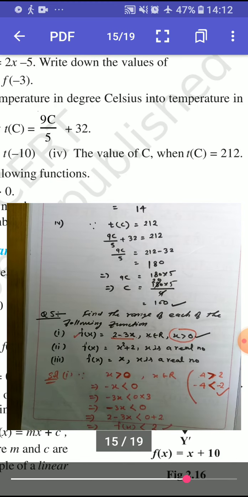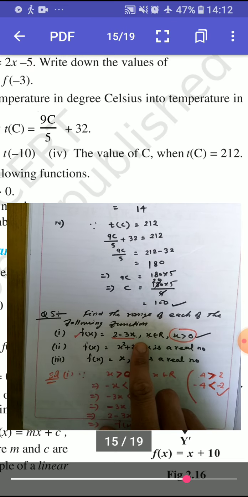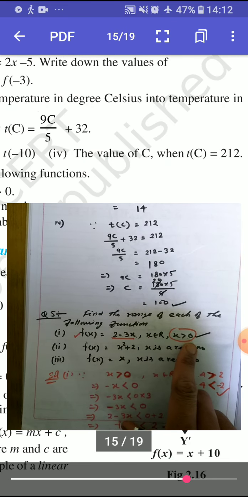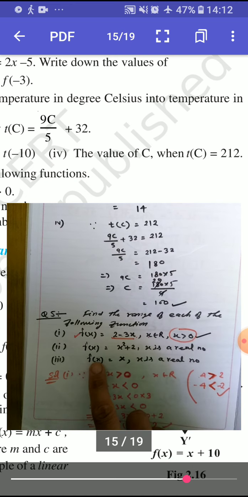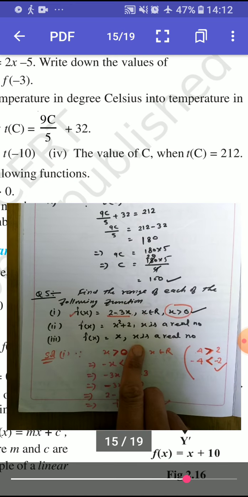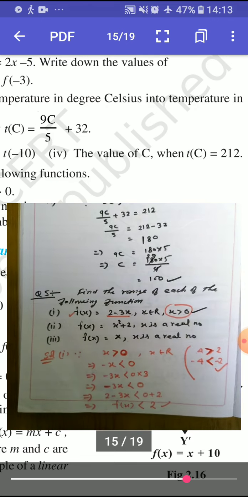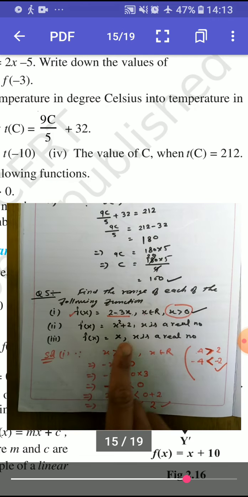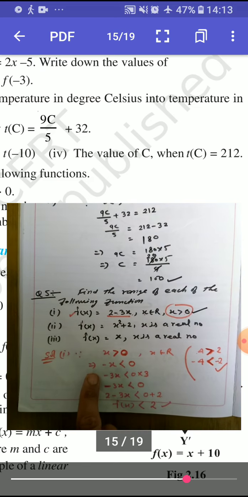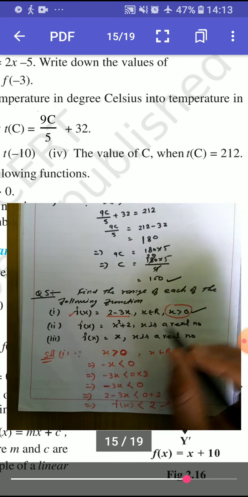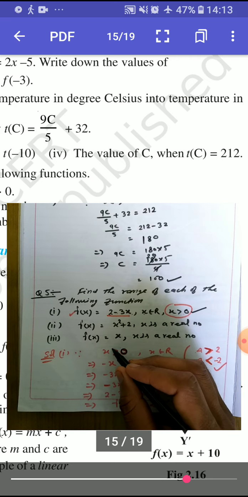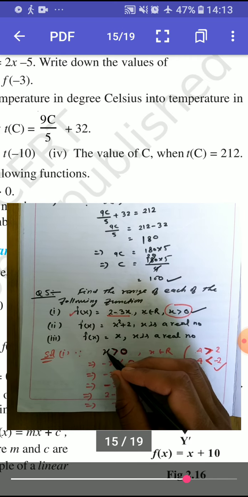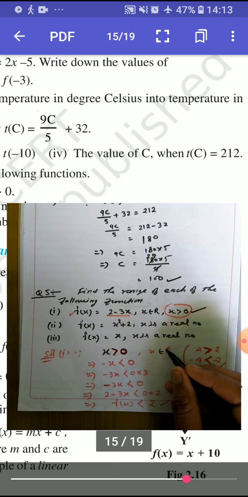Find the range of each of the following functions. First, f(x) equal to 2 minus 3x, x belongs to R and x greater than 0. Second, f(x) equal to x square plus 2, x is a real number. Third, f(x) equal to x, x is a real number. First one: you have to find the range. Since you are given x greater than 0, x belongs to real numbers.